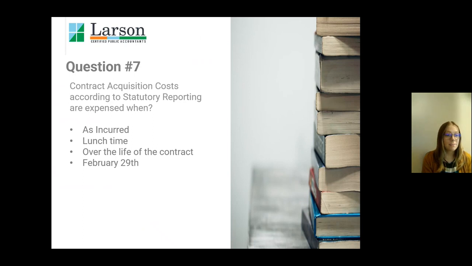All right, question 7. Contract acquisition costs, according to statutory reporting, are expensed when? Again, these are commissions. When are they expensed under stat? And it's as incurred.